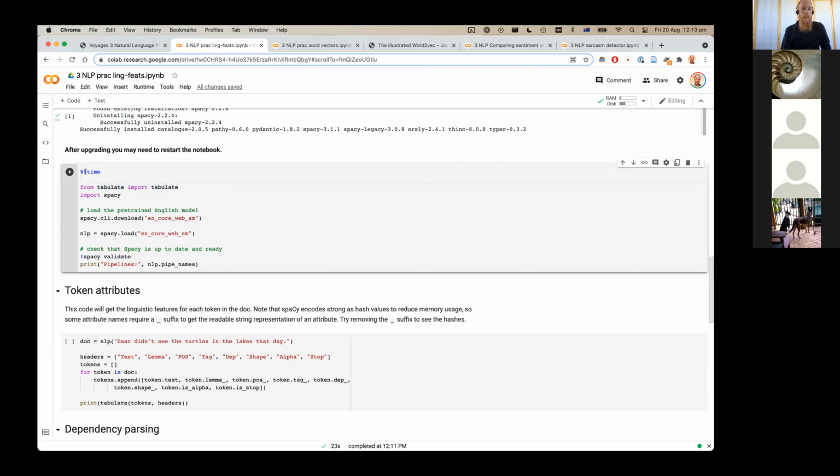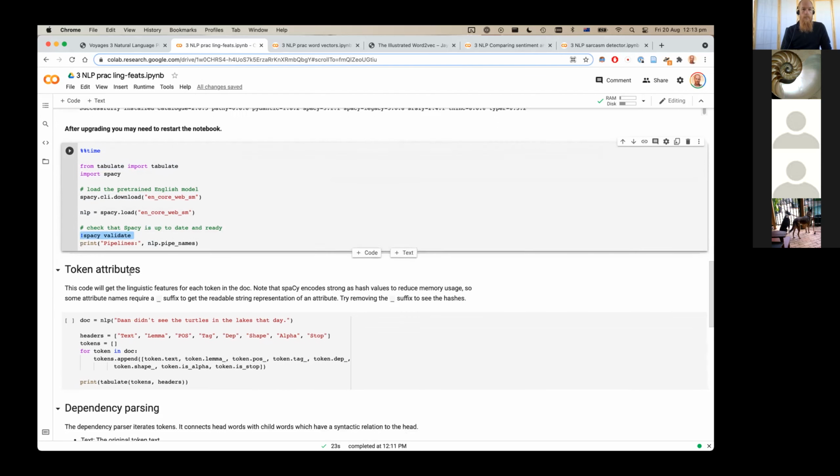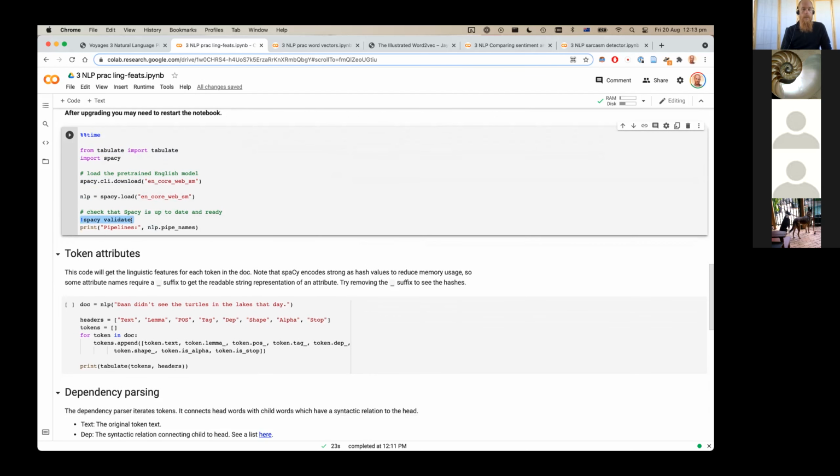Okay, so we start with initializing the time magic, and then we'll import tabulate and spaCy. We'll download the data set, and then we'll load the data set into this nlp object. We've run this validation command just to see that we've got spaCy set up properly, and we can see the pipelines that are available to us. So I'll run this code cell now.